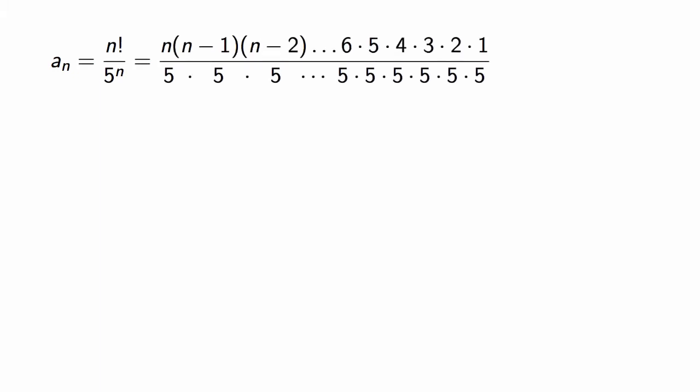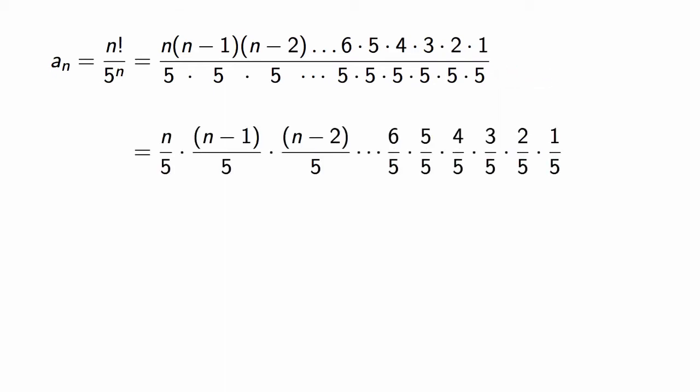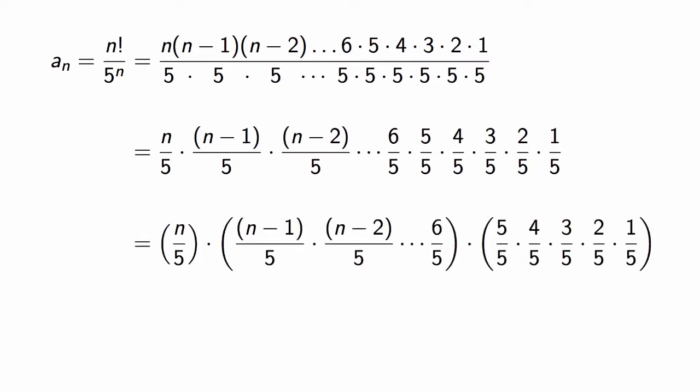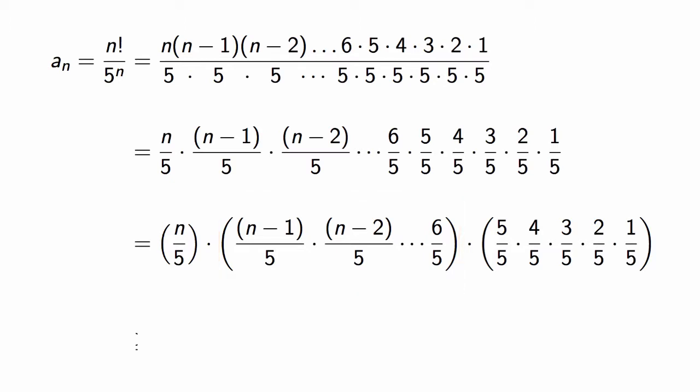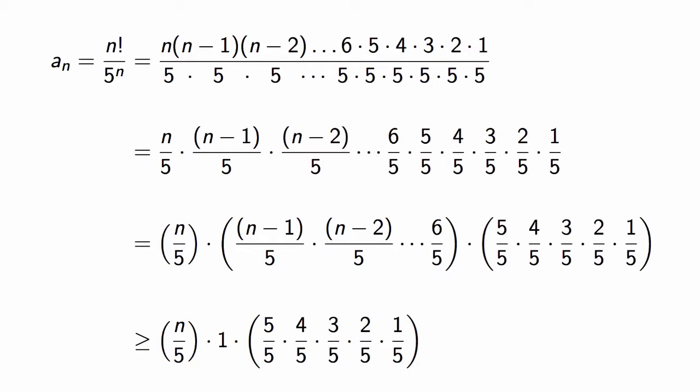Here we have n factorial over 5 to the n. Let's look at the nth term of the sequence when n is greater than 5. For each term of n factorial in the numerator, we have exactly 1 5 in the denominator. So we can write our terms like this. Now let's group these terms like so. Notice that the value in the middle parentheses is greater than 1, since each term in the numerator is greater than 5. So the terms of our sequence are greater than n over 5 times this other term.